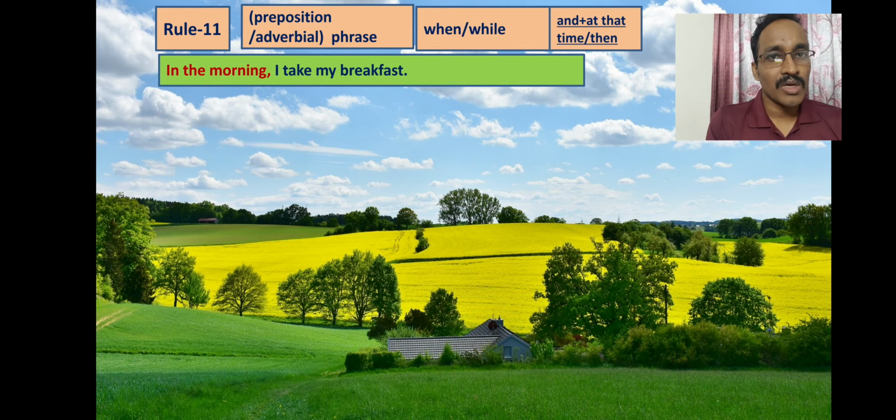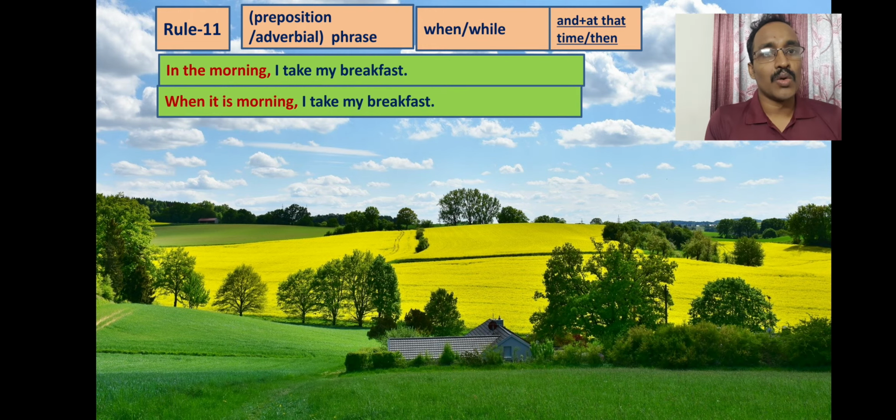Let's see the example. In the morning I take my breakfast. So in the morning, here you see this is a prepositional phrase, and I take my breakfast, this is the main clause of this sentence. I is the subject and take is the finite verb. So the prepositional phrase, if we can make that into a clause, then it will be a complex sentence. And to make it a complex sentence, we will use when or while as conjunction.